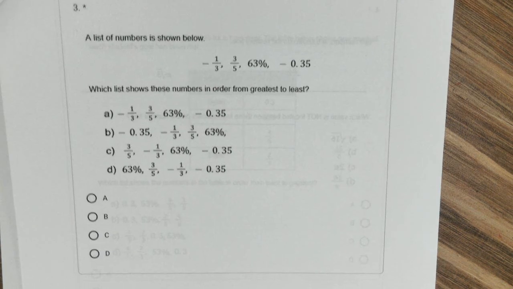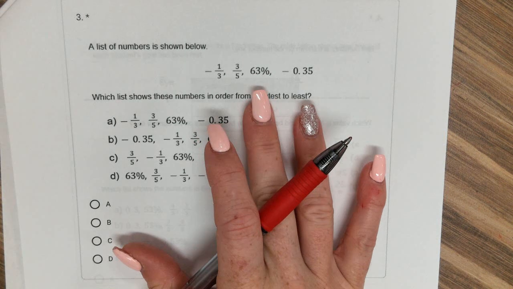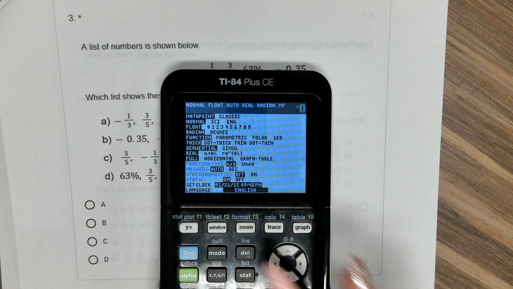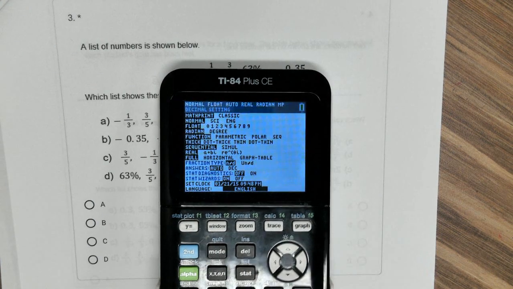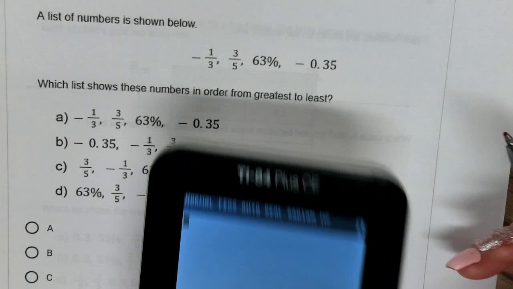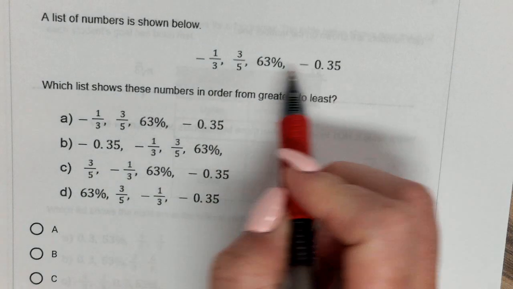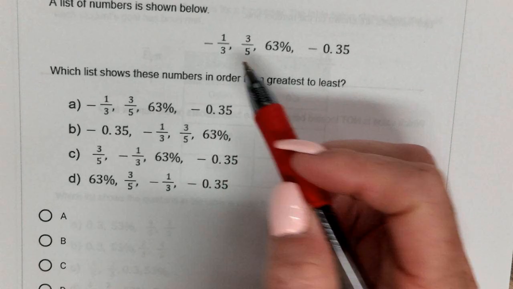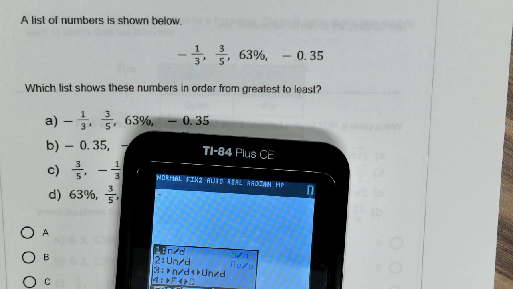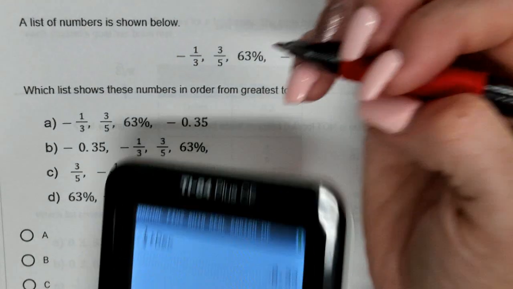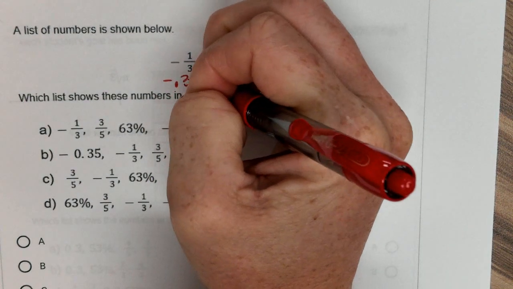Number 3, are you ordering numbers? So what mode should you be in? Mode float 2. So I am going to put these numbers in and change them to decimal. So what should you have written on your paper? Those numbers. If you didn't do this, you're doing it now. All right, negative alpha y equals 1/3. Math, decimal, enter, it's worth negative 33 cents.